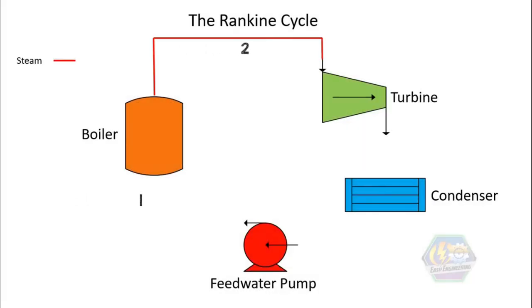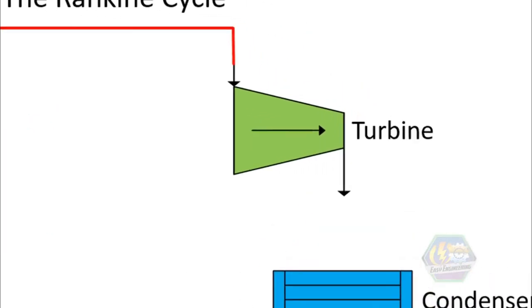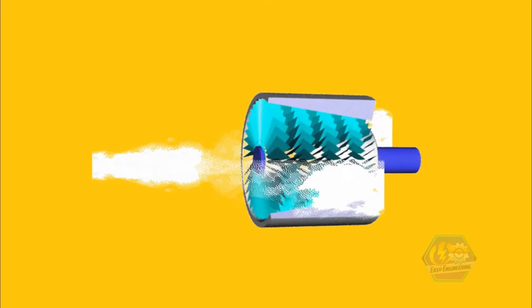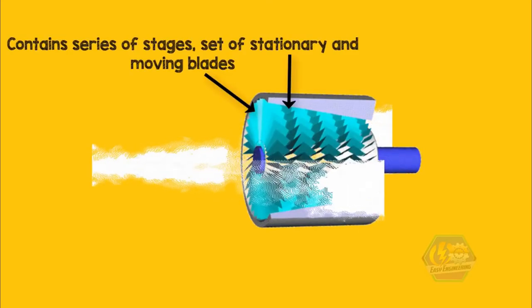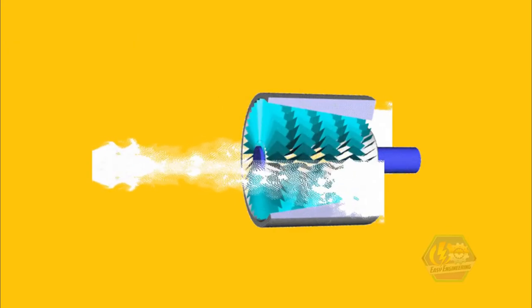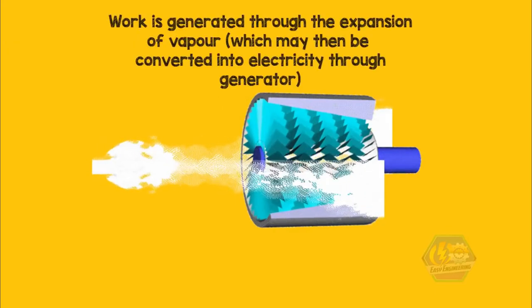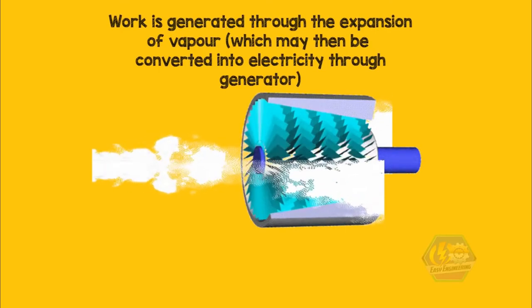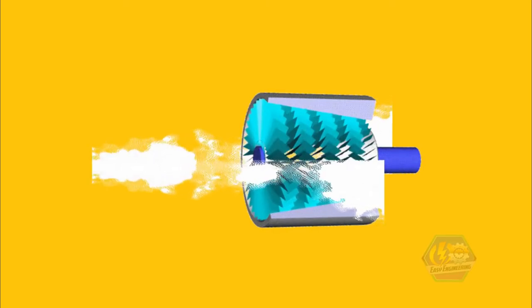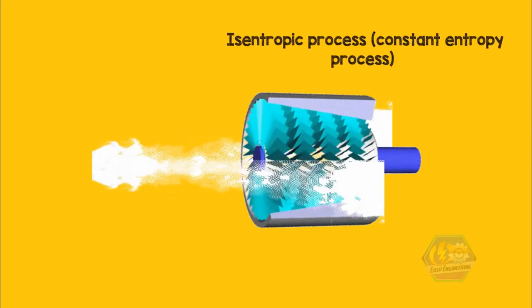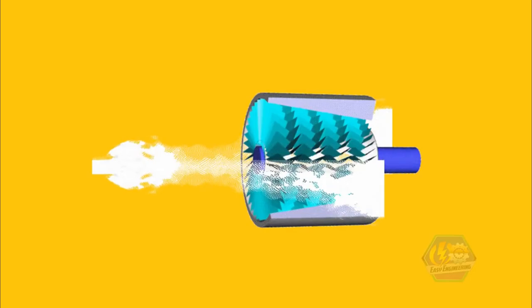Now, steam can be used in the next process, which is process 2 to 3, the turbine. Turbine is a work generating equipment. It contains a series of stages, or a set of stationary and moving blades, to perform its function. By using the steam, work is generated through the expansion of vapor, which may then be converted into electricity through a generator. Compared to the previous process, here, since we have equipment that involves work, an isentropic process, or constant entropy process, is assumed. Yes, it is assumed because in the real world, there is no such thing as ideal.